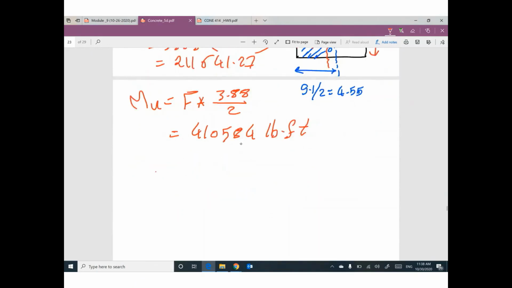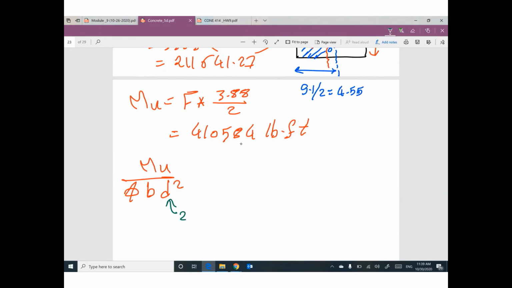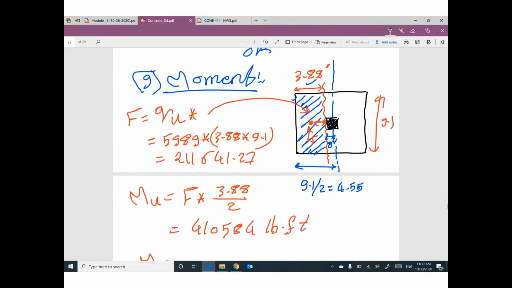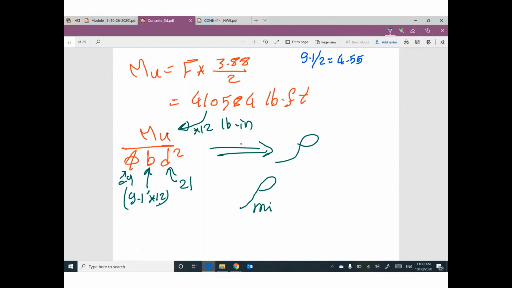Can I figure out M ultimate divided by phi B D square? By the way, this depth is 21. This B is 9.1 feet times 12. The width of the footing is 9.1 feet, so I converted it to inch. Phi is 0.9. M ultimate, please multiply it by 12 to be in pound-inch. Then I can figure out rho, check between rho minimum and rho maximum. Then I can get the area of steel.